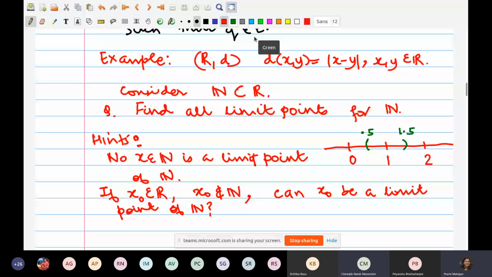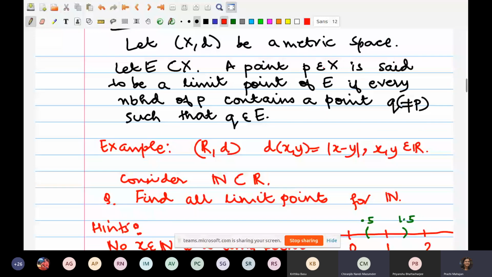What are you saying? It belongs to that particular set, right? No. Last time we saw an example, right? The limit point P is a point in the set X. The limit point may not belong to the set E.